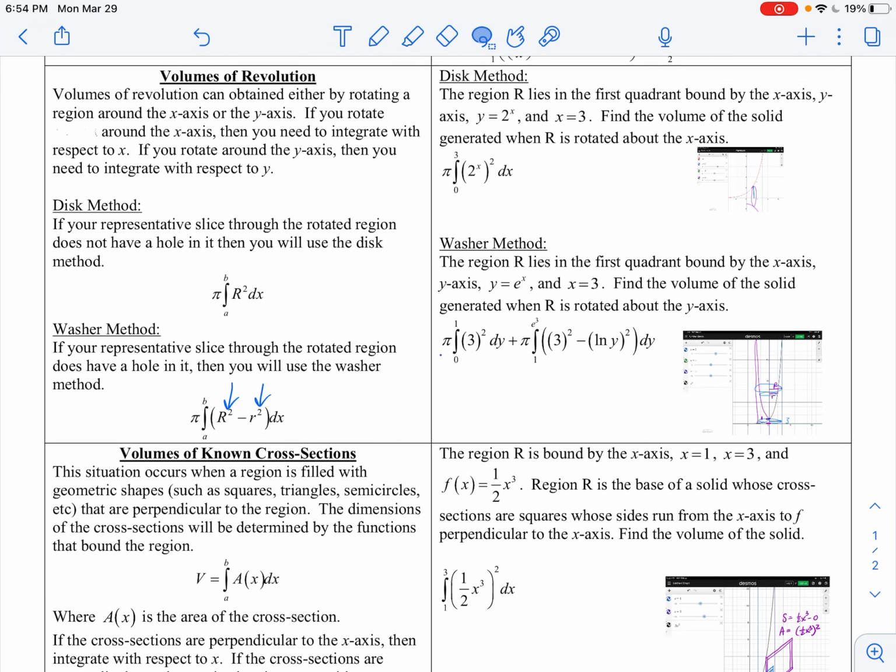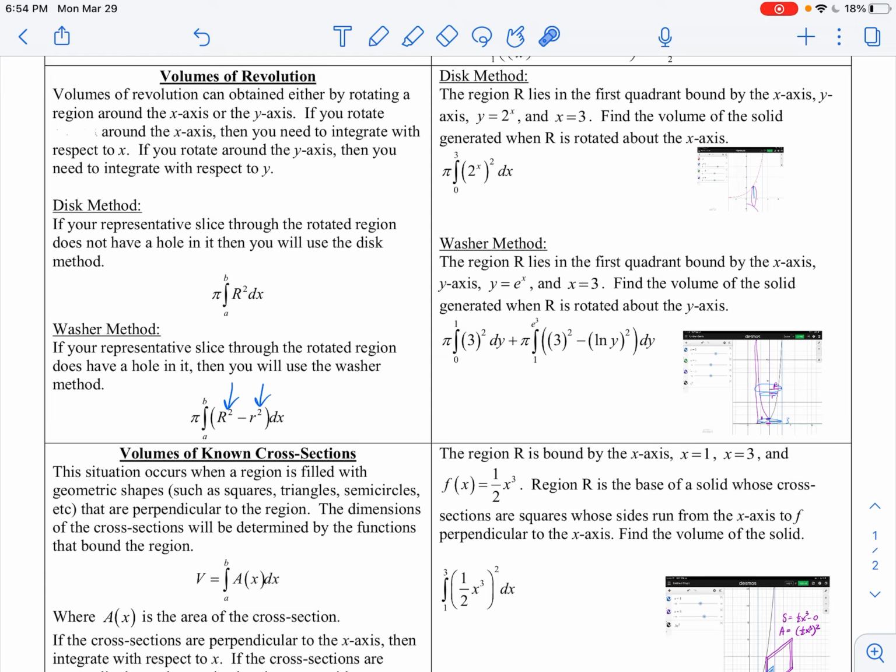Let's take a look at the equation. So it's pi between 0 and 1. I told you that was the piece at the bottom, of just the large radius squared, dy, plus pi between 1 and e to the third. And I guess, okay, and that's just going to be the outer radius minus the inner radius. The inner radius is created with that natural log y squared dy.